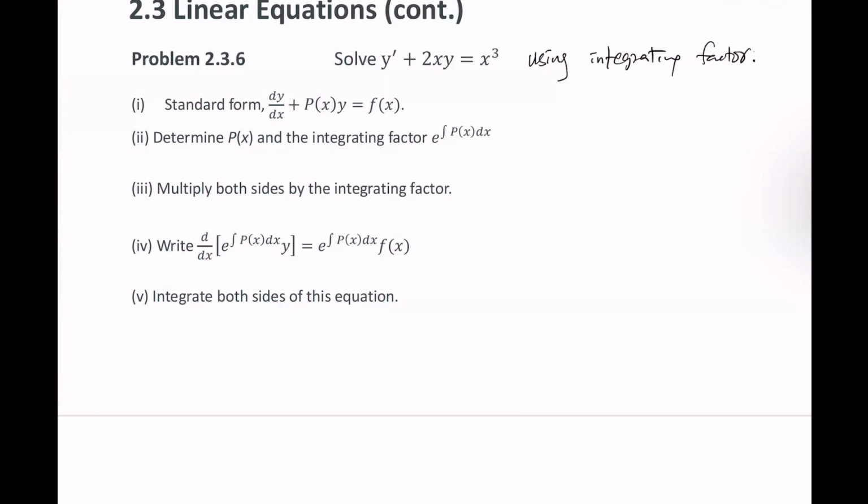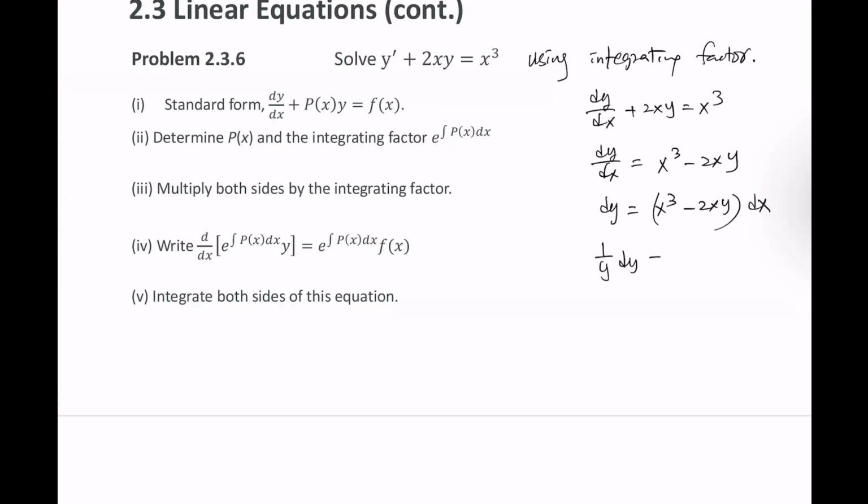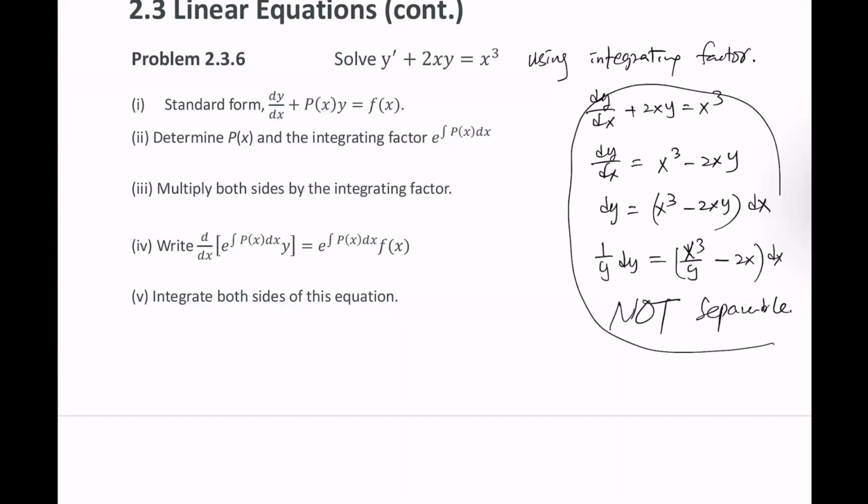The easiest way to solve a first order differential equation is to use the separable technique. We have dy over dx plus 2xy equals x cubed. So dy over dx equals x cubed minus 2xy. Now multiply both sides by dx: dy equals x cubed minus 2xy times dx. If you divide both sides by y, 1 over y dy equals x cubed over y minus 2x dx. So it is not separable, and we cannot use the separable technique here.